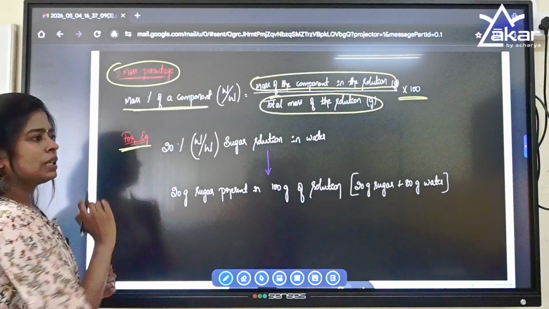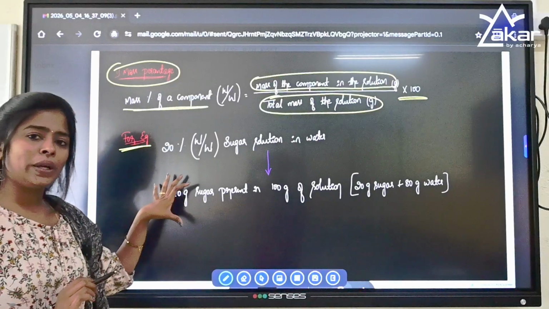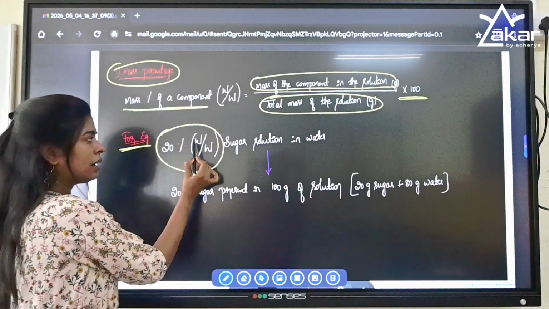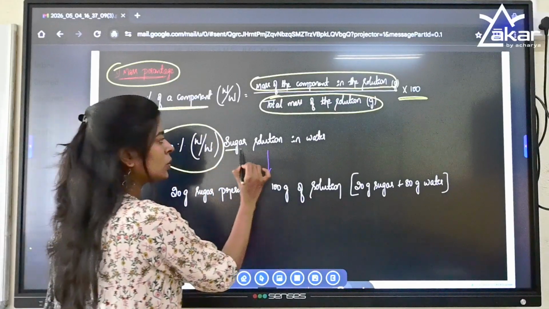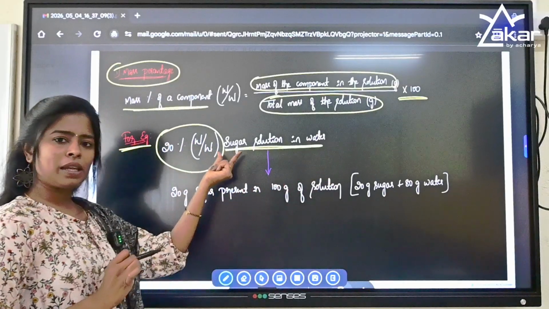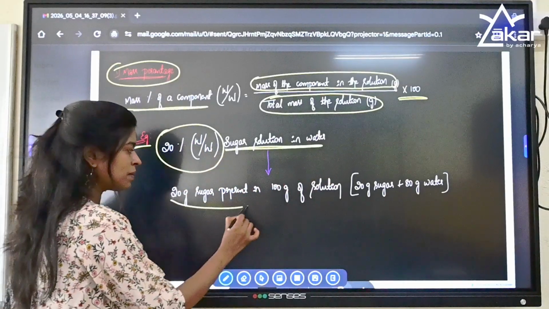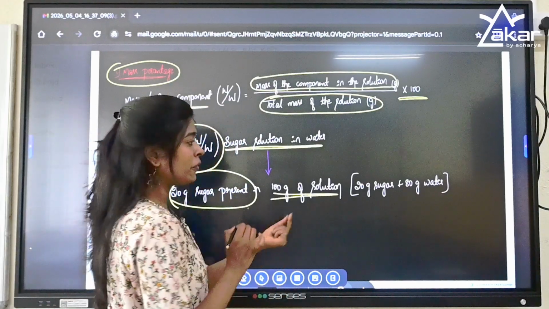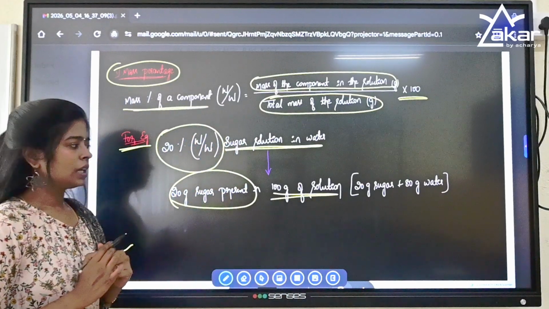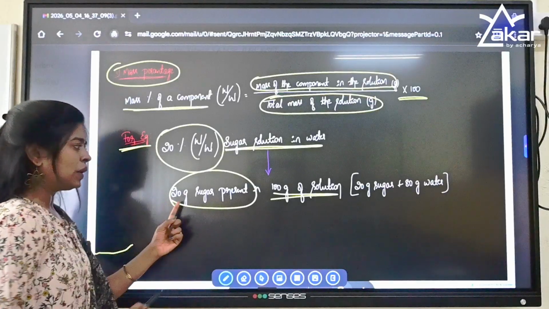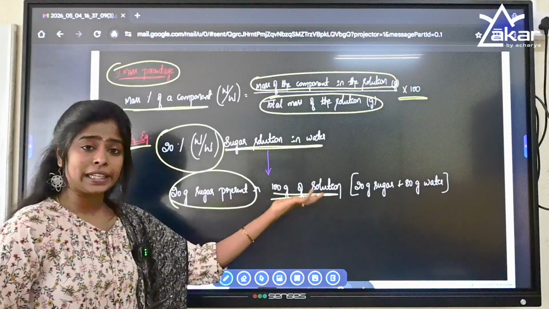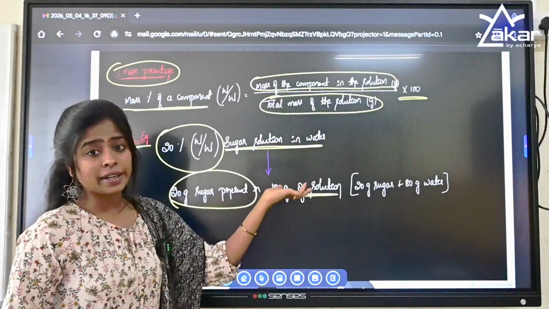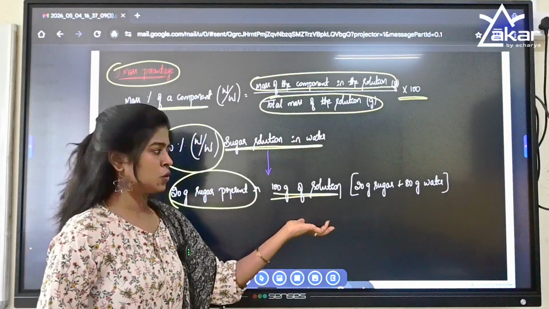For example, this type of question they will ask you in your competitive exams. 20% W by W sugar solution in water. What is the meaning of this? 20 grams of sugar is present in 100 grams of solution. That means I can either write 20 grams of sugar present in 80 grams of water, or 20 grams of sugar in 100 grams of solution.